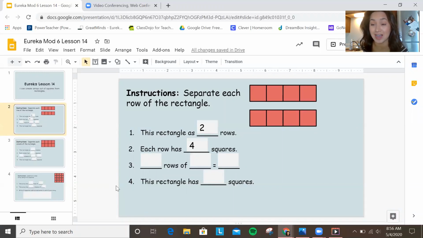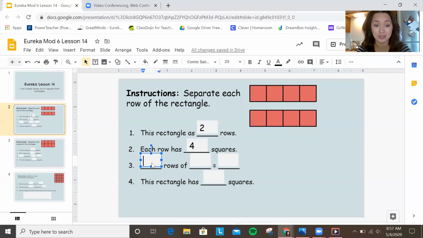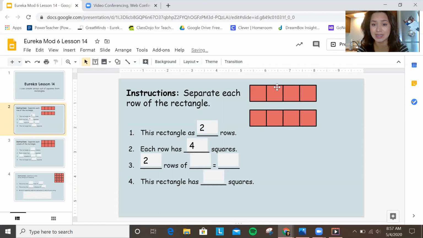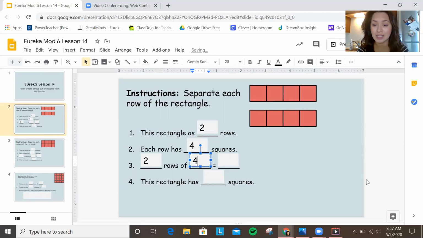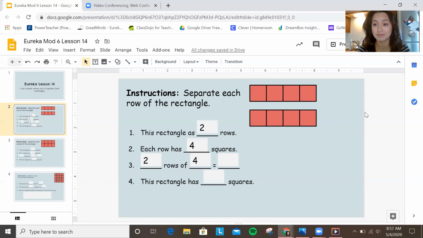Now here is our sentence frame. Blank rows of blank equals blank. First, how many rows do we have? Blank rows of blank. How many rows? Good, we have 2 rows of blank. How many squares are in each row? 4. 2 rows of 4 equals what?